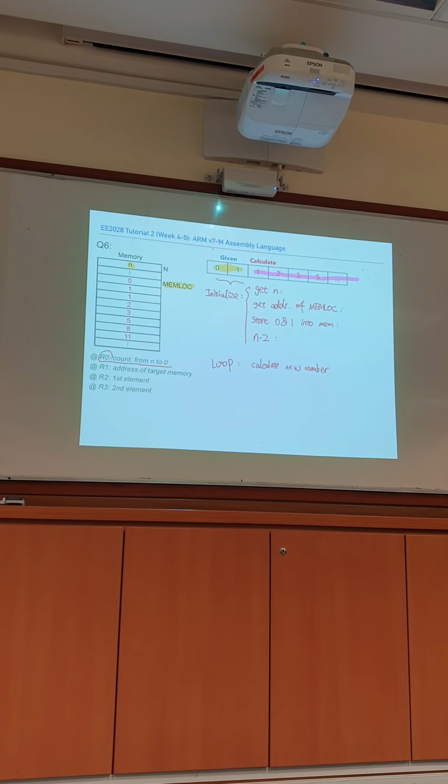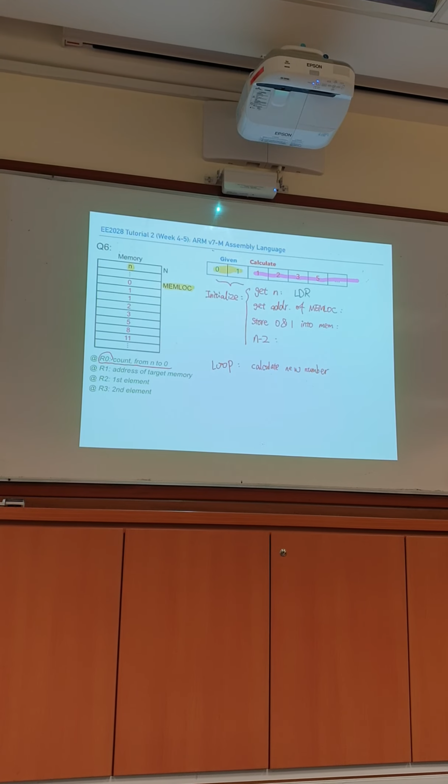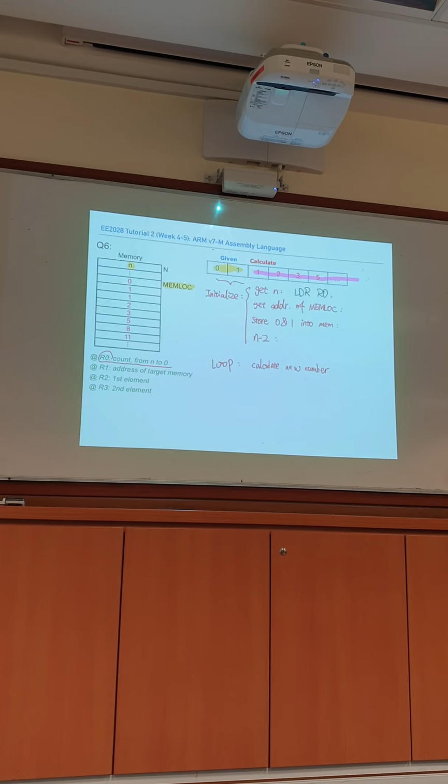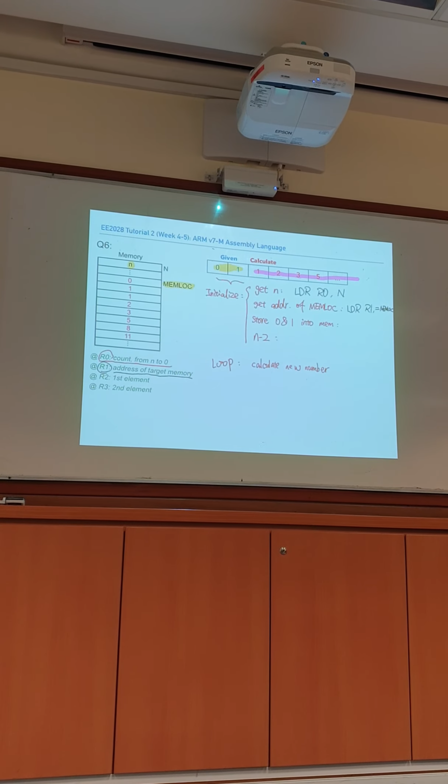So get n is load. Okay, so I will do this very quickly. I hope you don't have a problem at this moment. So LDR R0, n. Next one, address of the target memory. I use R1. So LDR R1, equal memlog. Next one, store 0 and 1 into it.